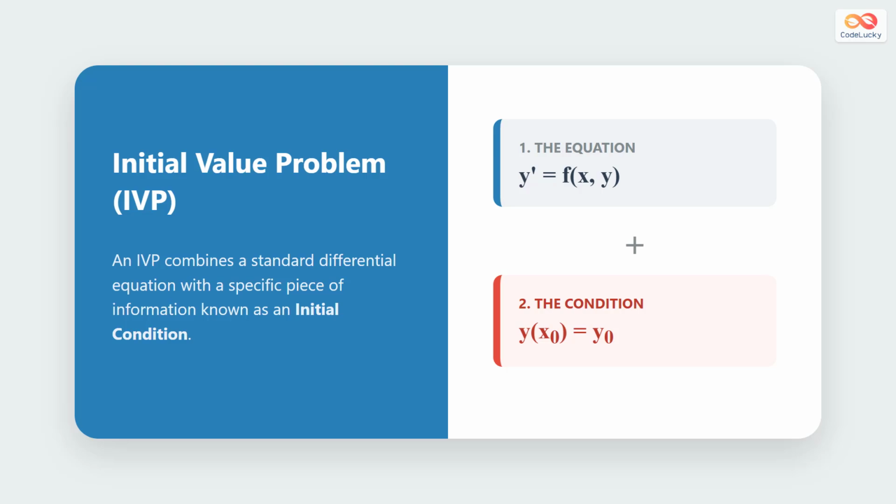This brings us to the initial value problem, often abbreviated as IVP. An initial value problem consists of two parts. First, the differential equation itself, which describes the rate of change. And second, an initial condition, which gives us a known value.